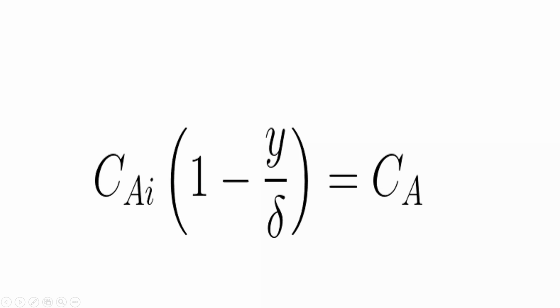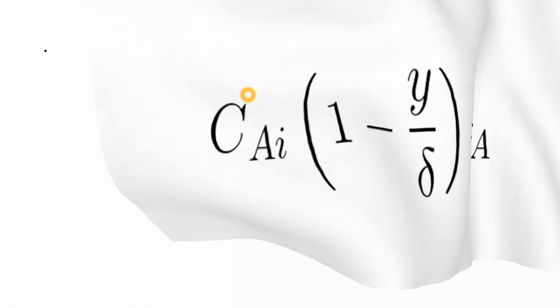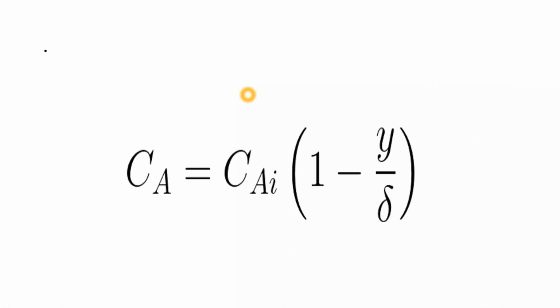Right? If y is equal to delta, delta upon delta will be 1, and 1 minus 1 is 0. So Ca into 0 is equal to 0, which means our concentration profile is right. So next, Ca is equal to Ci, we will get this.